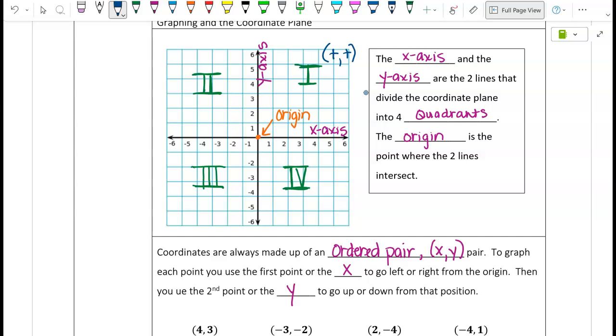To get to quadrant 2, we go left and up. So quadrant 2 is a negative combined with a positive. So our first number would be negative, our second number would be positive. Quadrant 3, we would have to go to the left and down. So quadrant 3 is going to be a negative pair. And quadrant 4, we go to the right and down. So quadrant 4 is going to be a plus minus pair. So just by the signs of the numbers, you can tell what quadrant we are going to end up in.